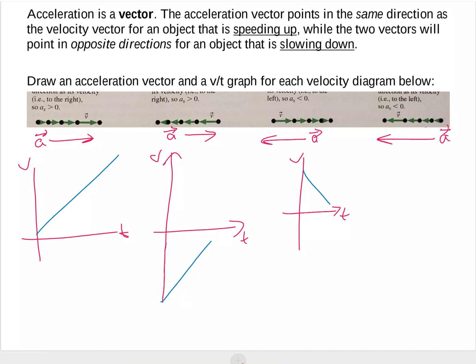Won't it still look the same way as that first one, going from the bottom left up to the right? The velocity is negative, so it goes from the origin down, because we're speeding up. There's kind of a pattern. You got it? Okay, and that does it. We're done.